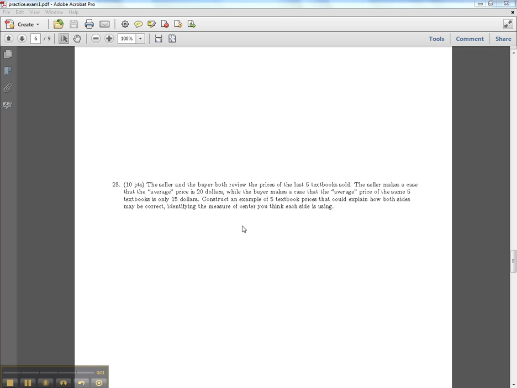Alright, let's work on number 23. Number 23 is a little bit funny. Whoever the instructors were that decided to make this practice exam probably emphasized what average is and what average could mean. It could either mean median or mean. So I don't know if this is really that great of a question.